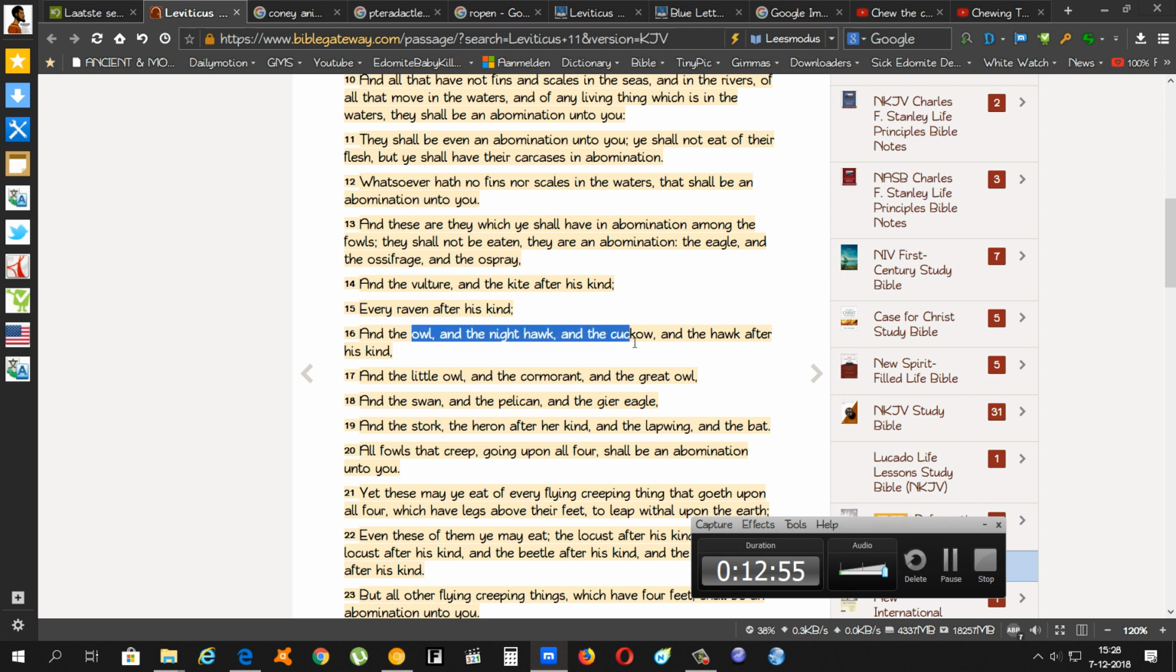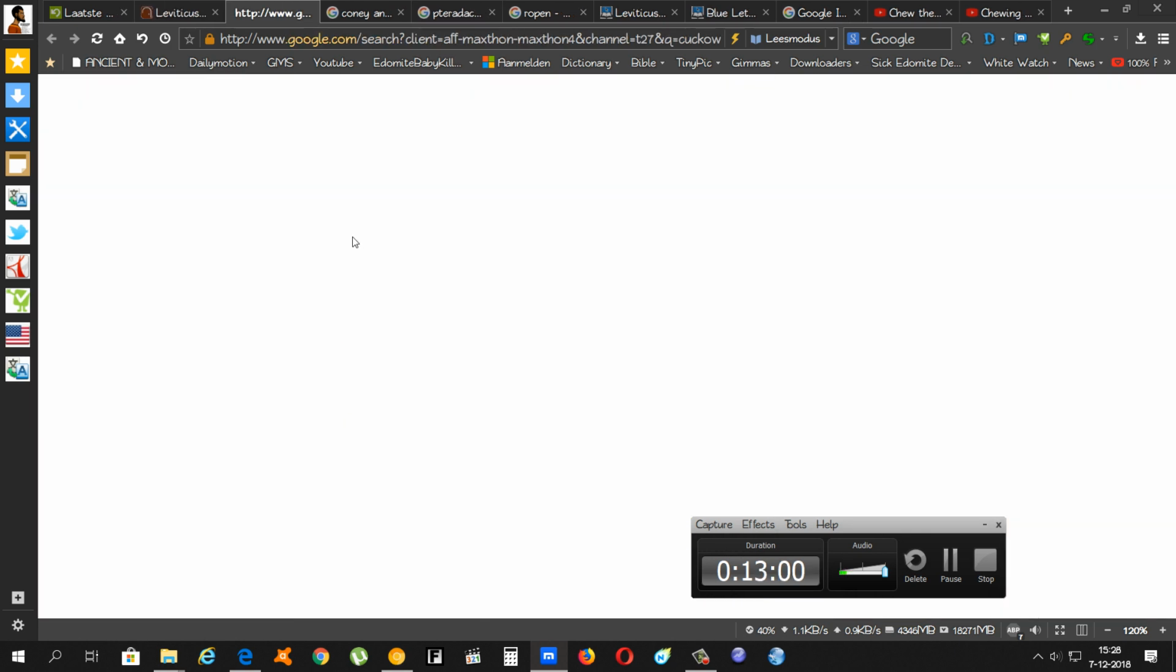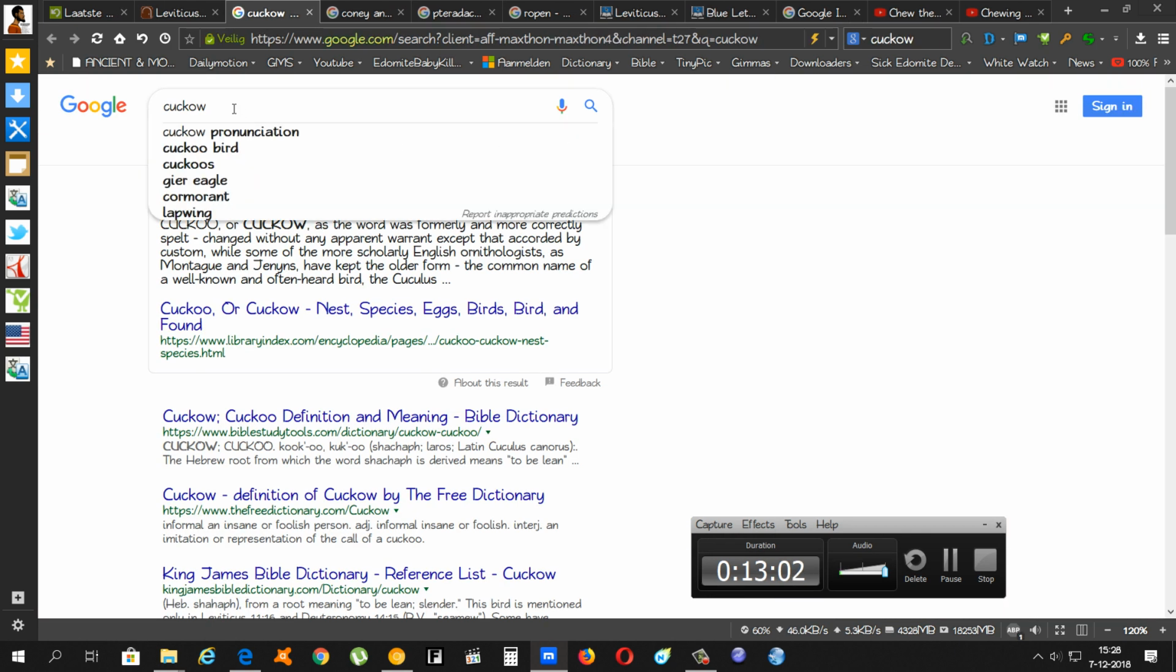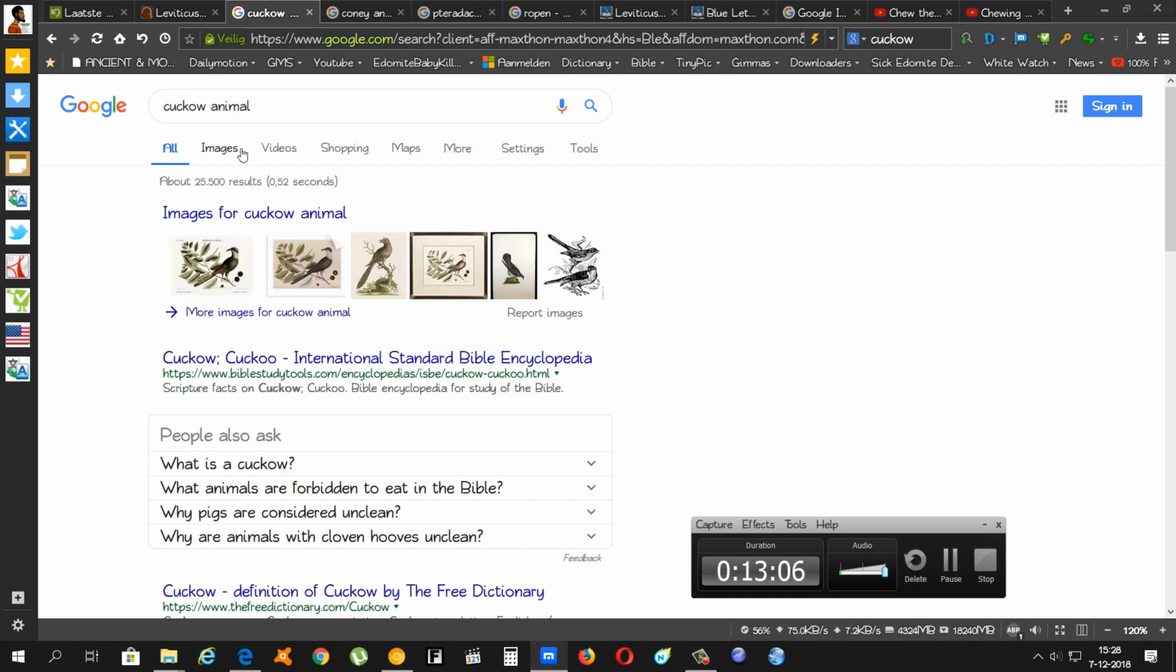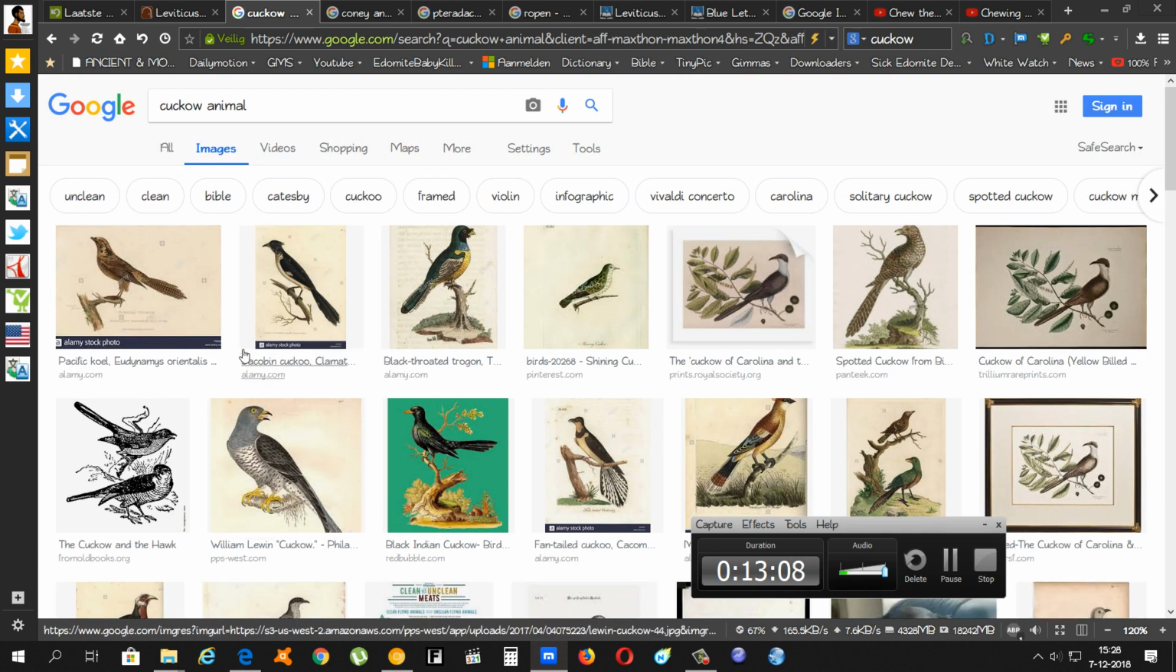It's actually just all the families of the raven after his kind, and the owl, and the nighthawk, and the cuckoo. You already know what an owl is. Cuckoo animal. These are these predator type of birds. Look like a hawk. Those type of birds.